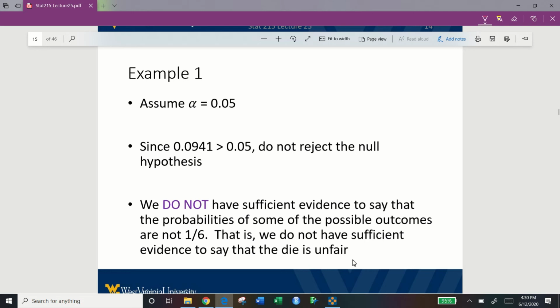However, that does not necessarily mean that the die is fair. It just means we were unable to prove that it wasn't fair.